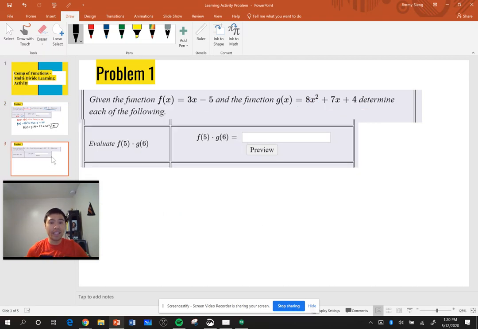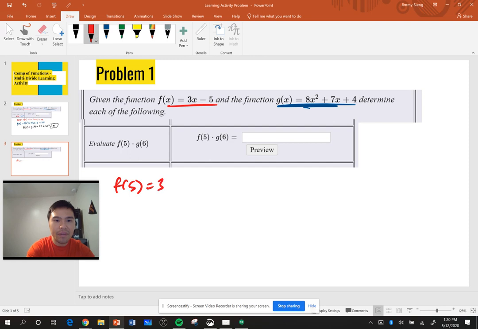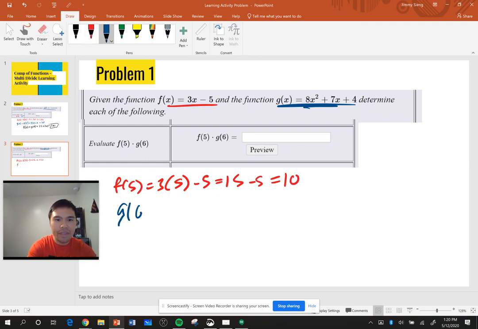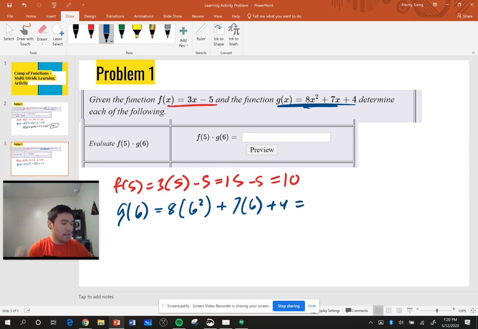If I was to do it again, this time with multiplication, it's going to be the same idea where you have your f and g. In this case, f of 5 is equal to 3 times 5 minus 5, which is 15 minus 5, gives me 10. And then I'll have to use g of 6. Using my calculator, remember to do the parentheses with x squared, put that separately. So we get 8 times 6 squared plus 7 times 6 plus 4. That gives me 334.